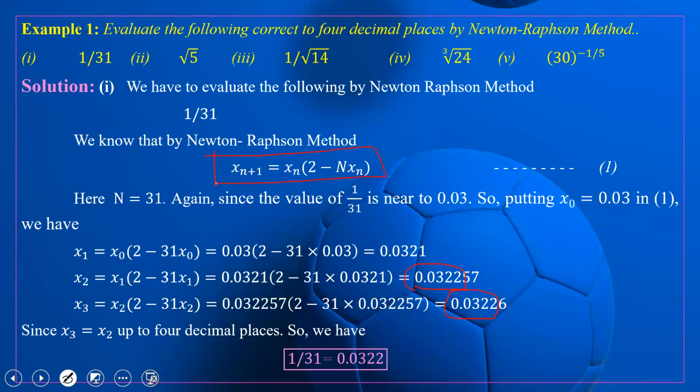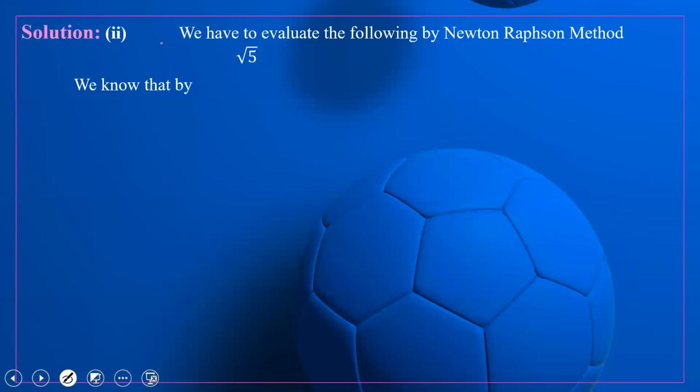That's why this formula is inside our calculator. Whenever we put 1 upon 31, it applies this formula and uses the iterative procedure, and according to whether we ask for 4, 6, 8, 10 or 100 decimal places, we get the answer. This is if we are given 1 upon n. What will happen if we are given the root of n? Let us take another example: evaluate root of 5 by Newton-Raphson method.